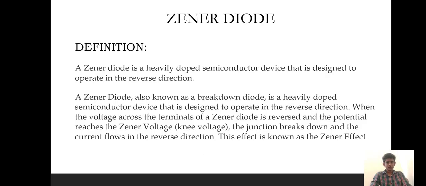Zener diode definition. A Zener diode, also known as a breakdown diode, is a heavily doped semiconductor device that is designed to operate in the reverse direction. When the voltage across the terminals of a Zener diode is reversed and the potential reaches the Zener voltage, or knee voltage, the junction breaks down and the current flows in the reverse direction. This effect is known as the Zener effect.